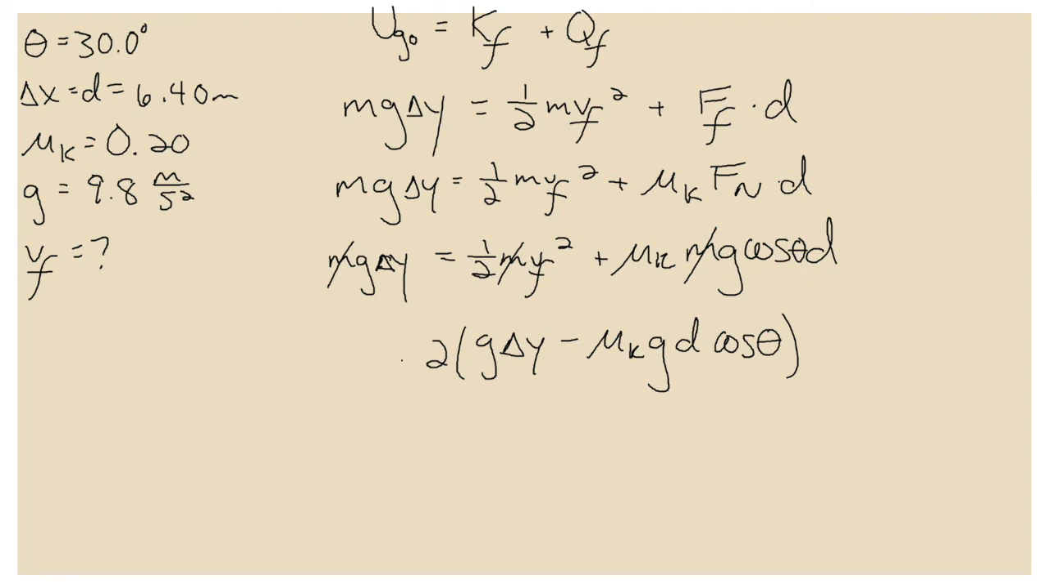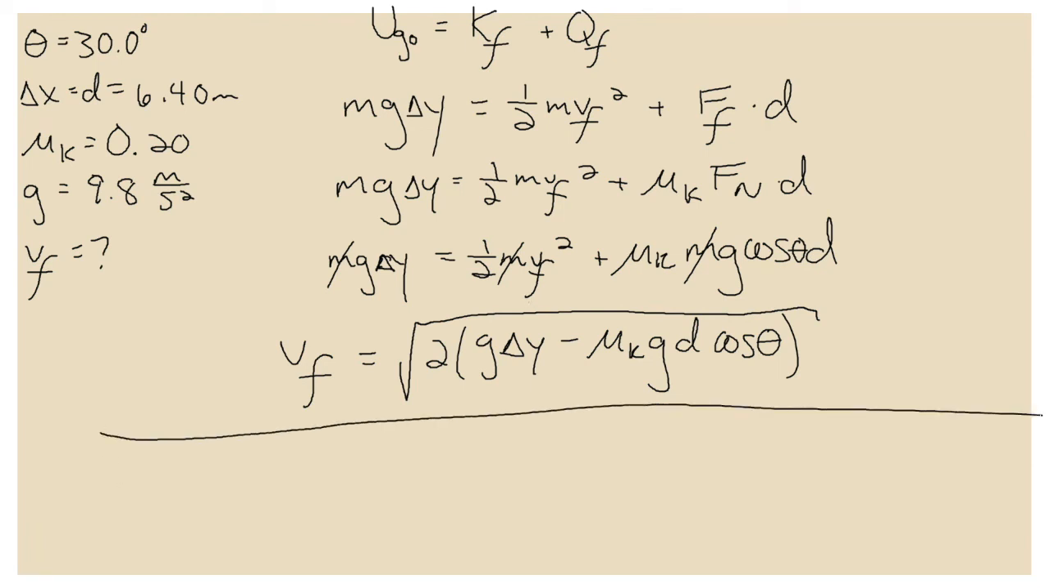Now that would just be equal to v final squared. And so I got to take the square root. And that's my equation for v final. As we mentioned, we're actually going to end up doing that calculation on the next slide, because we don't have everything in that equation.